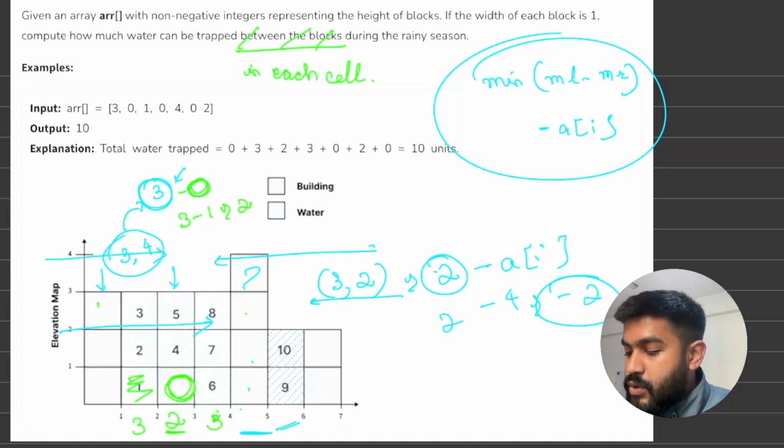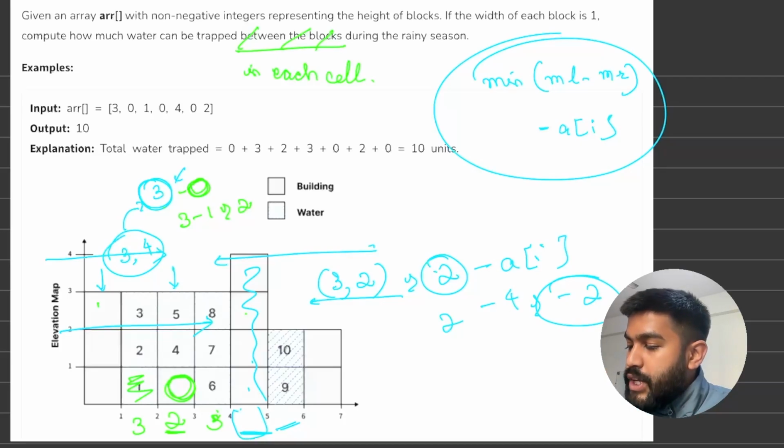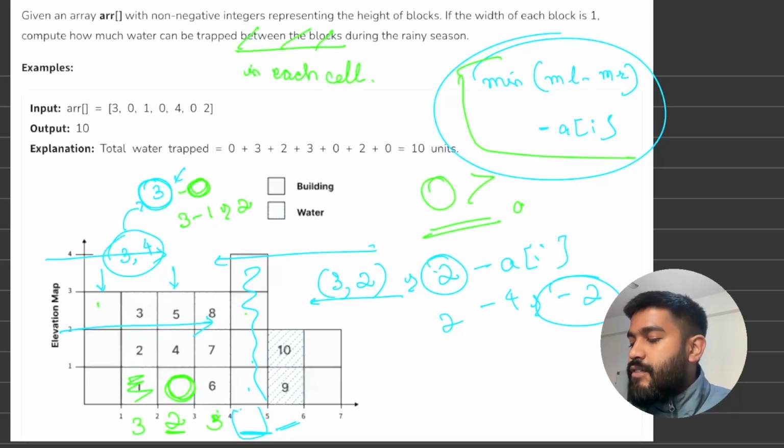Why? Because we know that we can never hold negative water. We can't hold negative water. So what we can say is we can generalize this, and that would be same for everyone: if the computation of this is greater than 0, then only we would do answer plus equals to this value.